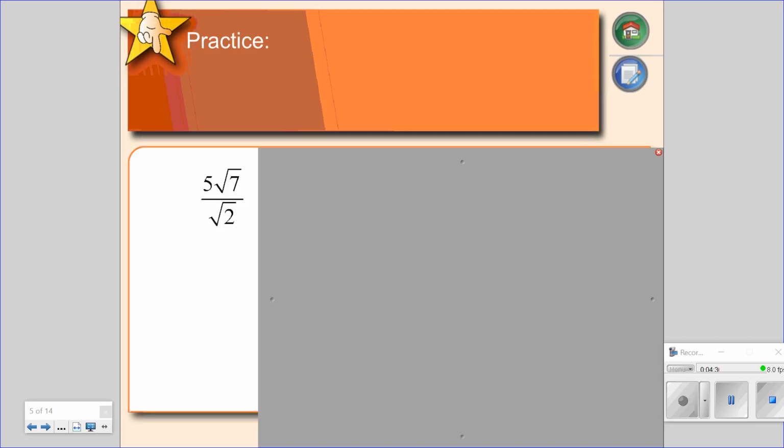For this one, we've got the square root of 2 in the denominator. If you want to try this on your own, go ahead, click pause, and then click play when you're ready to check, but I'll just continue on if you still want to see another one worked out.